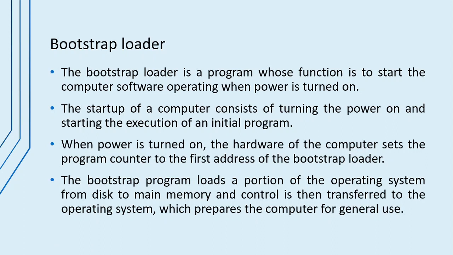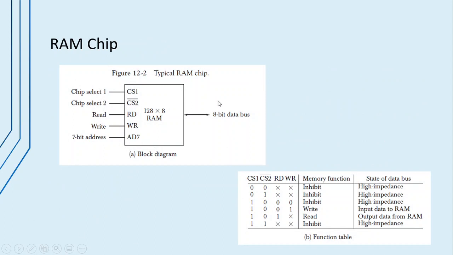Your main memory is made up of two major units, that is RAM and ROM. RAM and ROM are nothing but kinds of integrated chips. So now we will see the RAM integrated chips. This is an example of one RAM chip, which is 128 into 8. It has the capacity to store 128 words, each made up of 8 bits.